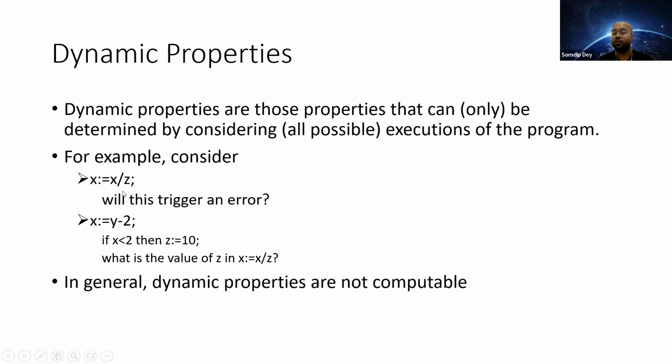So what we are doing is, if your code does consist of similar lines of code here, especially consisting of a division operation, then you have to consider all the possible executions of this input program code to be able to determine whether an error, a semantic error, might happen or not. And this type is called the dynamic property. So in general, dynamic properties are not computable till execution.